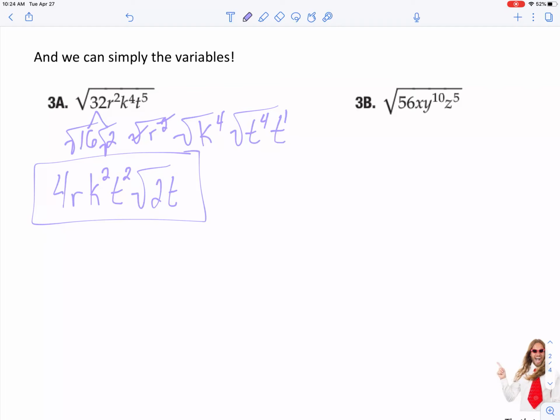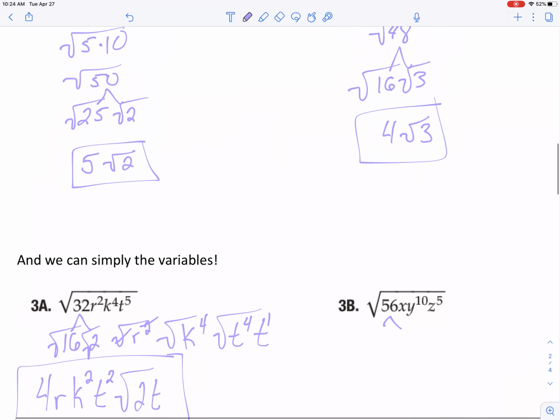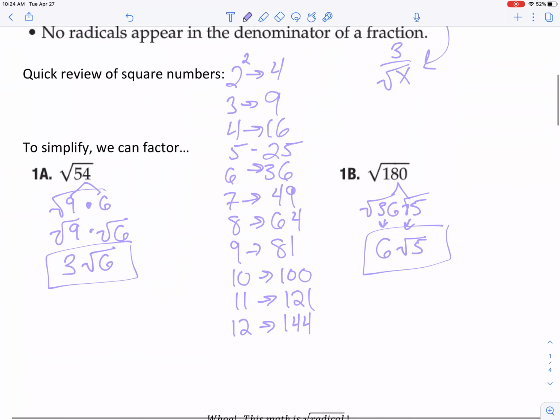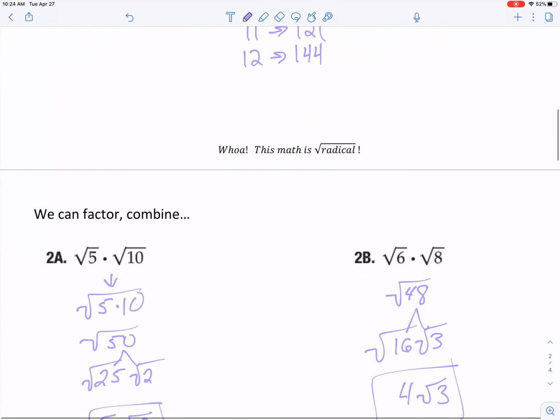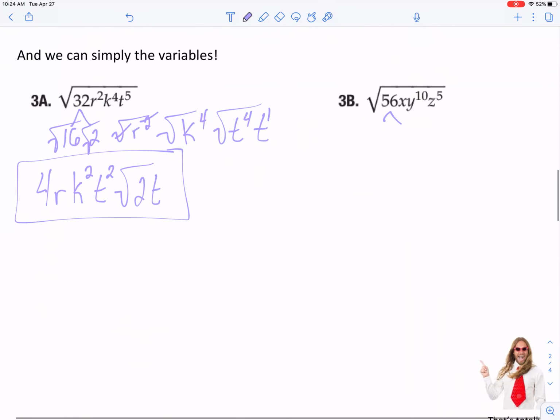I'll do another one because I know it's weird. So on this one, I'm trying to think what's my biggest square number that can go into that. And then again up here I have those listed in case you aren't sure. And I think this time I see just a 4. 4 times 14 gives me that 56. And so the square root of 4 is 2. And then I'm going to bring over that root 14 over here.